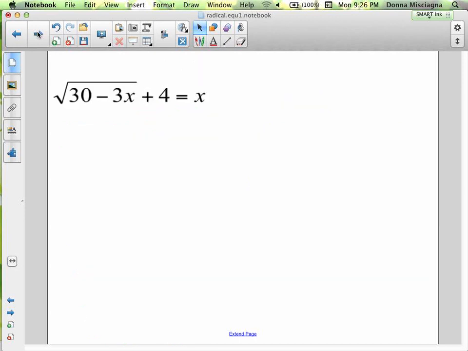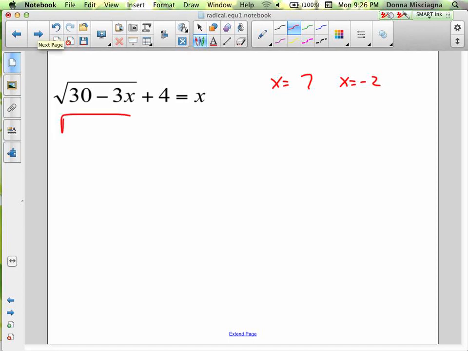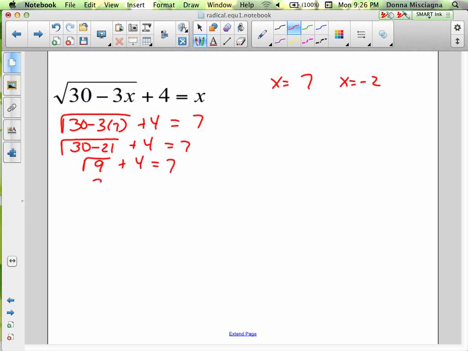7 and negative 2. All right, so we have the square root of 30 minus 3 times 7 plus 4, and that's not under the radical, equals 7. So that would be 30 minus 21 plus 4 equals 7. That's the square root of 9 plus 4 equals 7, and the square root of 9 is 3. And that is a true statement. So this one is a good solution. So we'll put solution and give them a happy face.